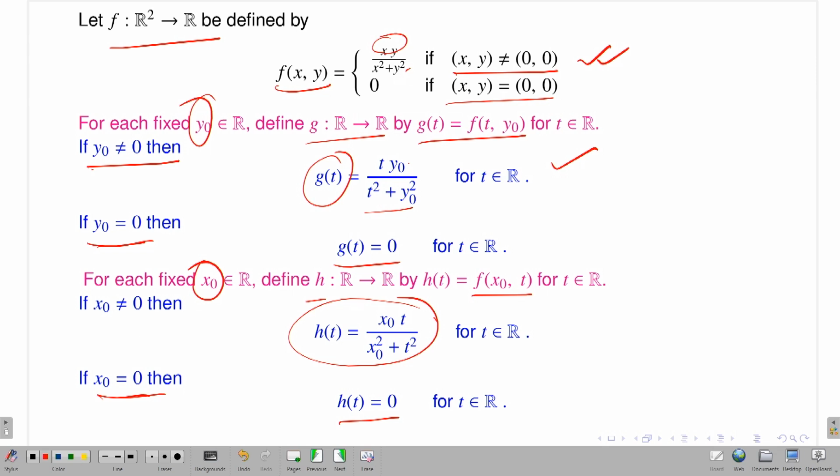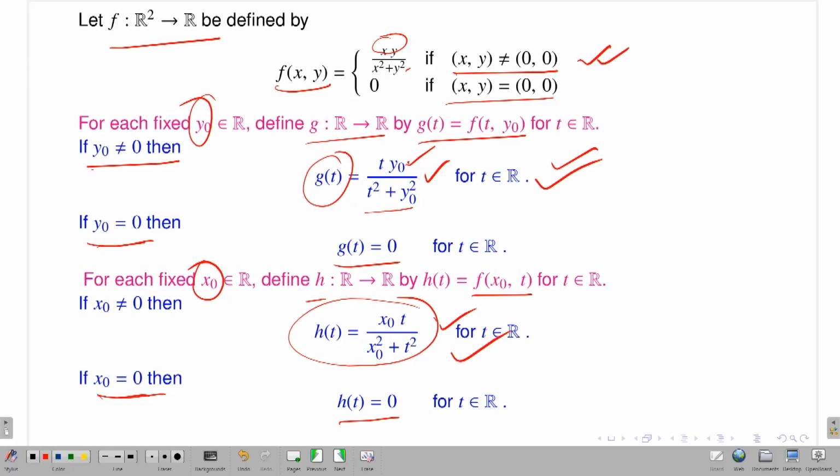Even if y naught is not 0 and x naught is not 0, I have this kind of function, but this is also a continuous function because it is a quotient of two continuous functions. Numerator is t times y naught, denominator is t square plus y naught square. The numerator is a polynomial of degree 1, the denominator is a polynomial of degree 2, and polynomial functions are continuous. Therefore, the quotient of two polynomials is a continuous function. Therefore, g is a continuous function. Similarly, h is also a continuous function.